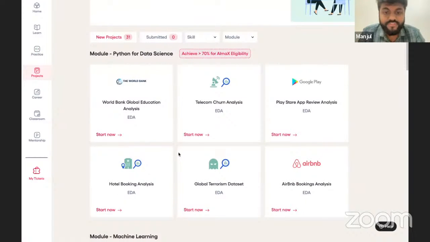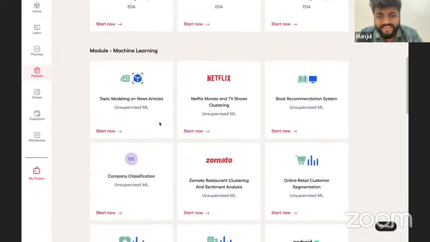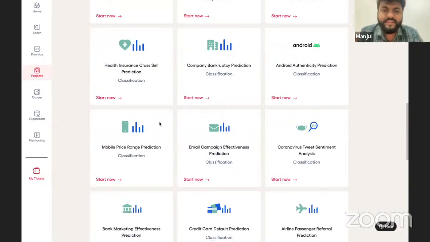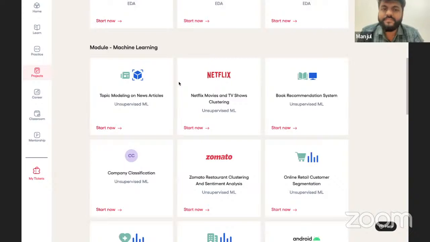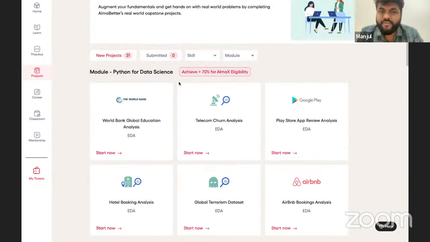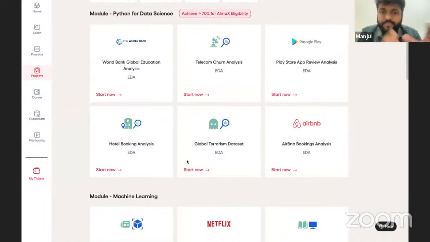And the best part is that all these projects are real-time projects. That means they have once been done by those respective companies. There are projects from Airbnb, there are projects from Google Play, then we have projects from World Bank, Netflix, Zomato, Android. So when you will be working on a project, it is nothing but a problem statement which you need to solve. While working on these projects, you will also understand that the topics you have learned so far can be utilized to solve a problem of a particular organization, right?